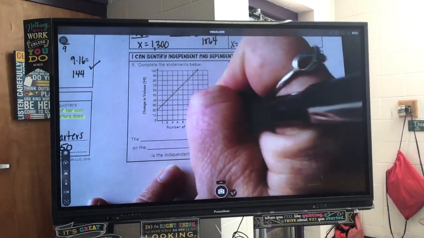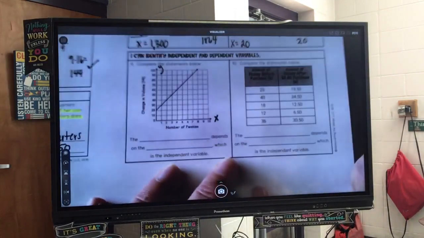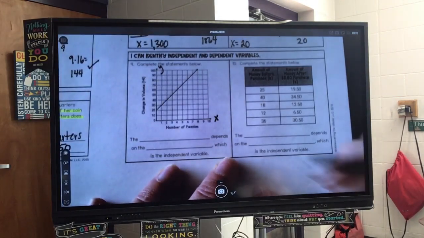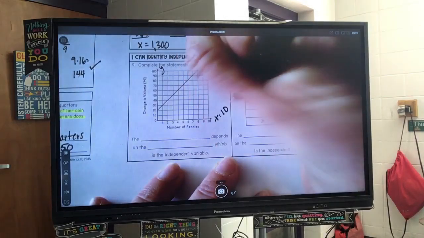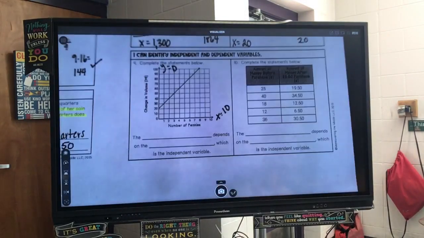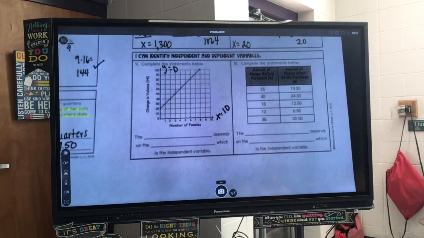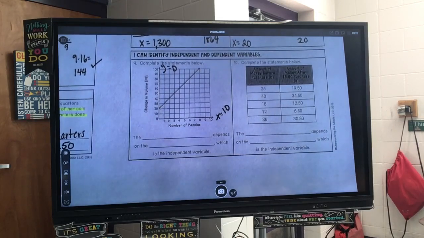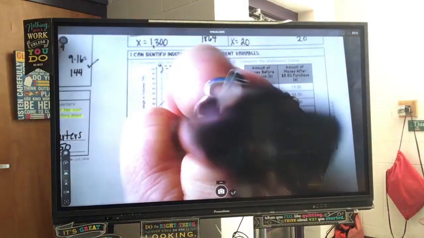So real quick, this is my x coordinate, right? This is my y coordinate, right? Did anybody label it x and y? You did? So if you labeled this x, what do we know about that? That's the independent variable. So this equals my independent variable, so then this one equals my dependent variable. Alright, so the blank depends on the blank, which is the independent variable. So knowing that x equals independent, y equals dependent, how do we fill this in? What do we write? Aiden. The change in value depends on the number of things which is the independent variable. Perfect.